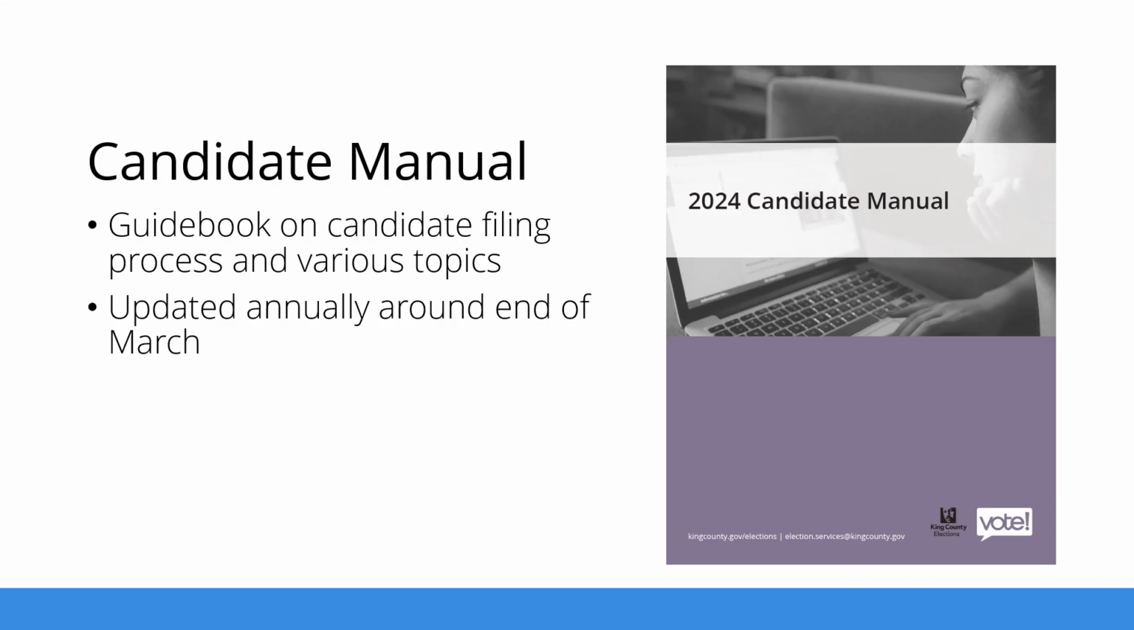One resource that we have available to candidates is the Candidate Manual. This manual is a one-stop shop guidebook on all things candidate filing related, such as how to file a Declaration of Candidacy, the qualifications needed in order to become a candidate, how to file a voter's pamphlet submission online, and so much more. The manual is updated annually around mid-March.